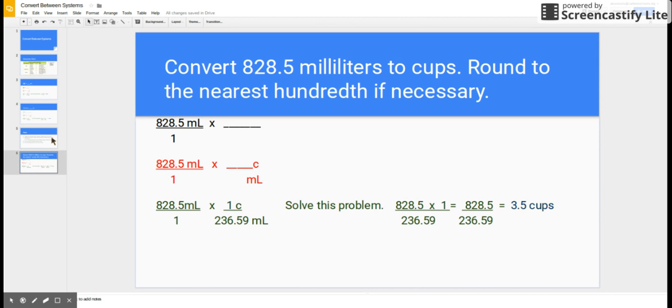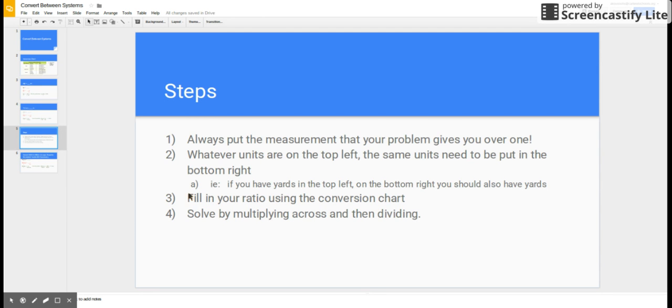All right, so just concluding thoughts, I'm going to refer back to the steps again. Always put the measurement that your problem gives you over 1. Whatever units are on the top left, the same units need to be put in the bottom right. Fill in your ratio using the conversion chart, and then solve by multiplying across and then dividing. All right, so I hope you learned how to convert between systems.